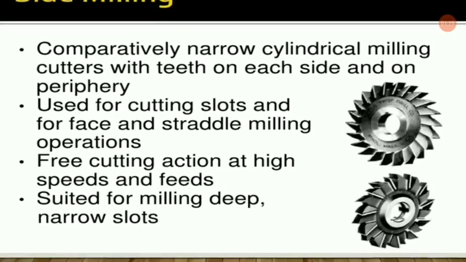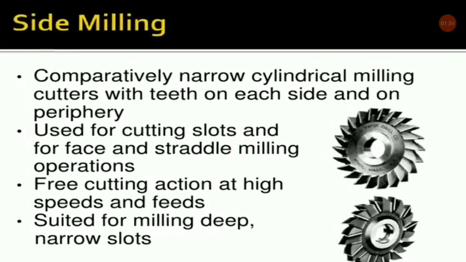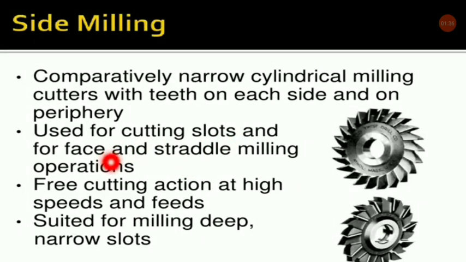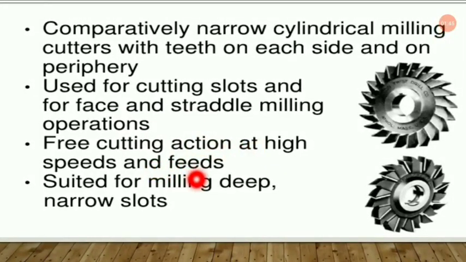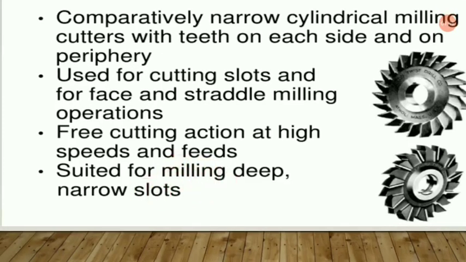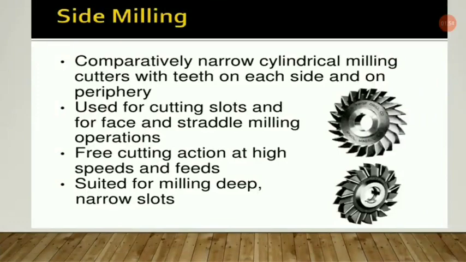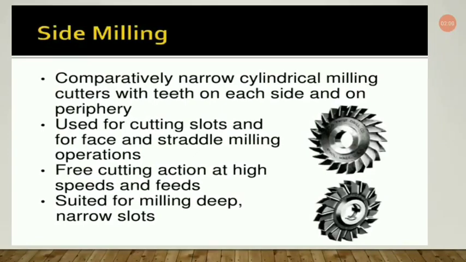Now we have got this side milling cutter. The basic difference between the angular cutters or the typical type of milling cutters and the side milling cutter is that it is generally used for cutting slots and for face and straddle milling operations as well. It also suits free cutting action at high speeds and feeds. It is also used for milling deep narrow slots. So you can find the difference between the side milling cutter and the angular milling cutter as well.